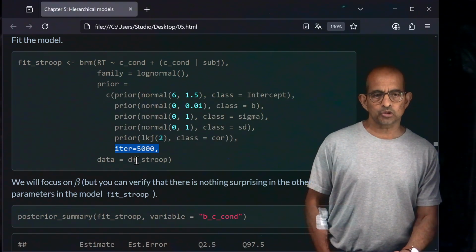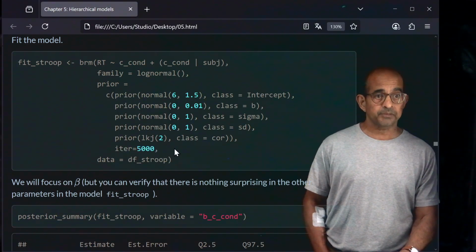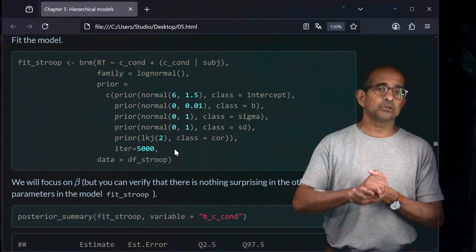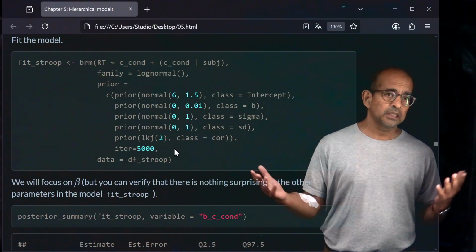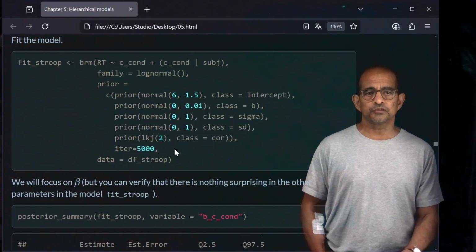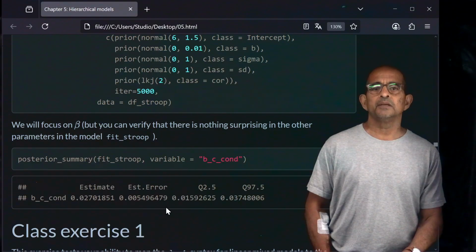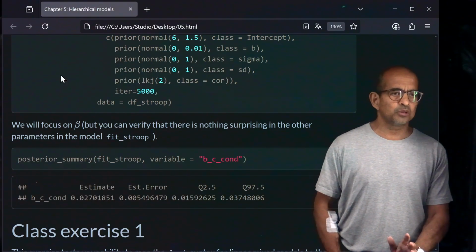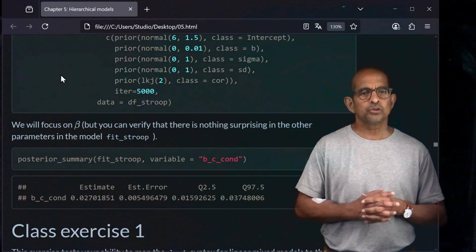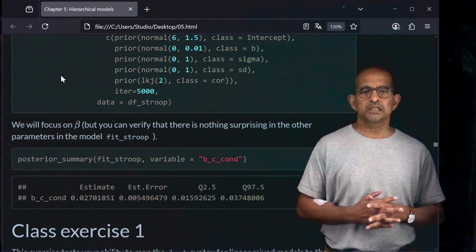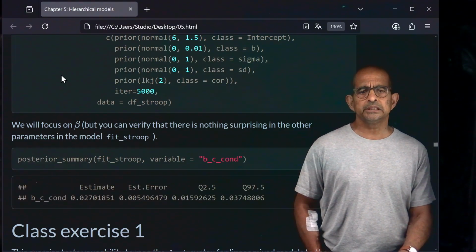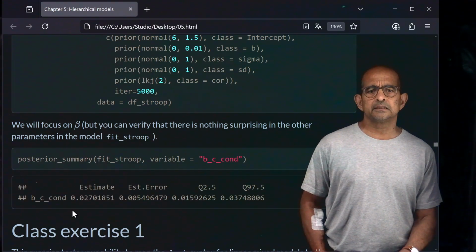What that means is I've got 2,500 samples from each chain, and there are 4 chains, right? So 2,500 times 4 is the number of samples that I have for each of the parameters in the posterior. So you can examine the posteriors yourself. You know how to do that now. You can also do posterior predictive checks and do all those things that we discussed earlier to evaluate the model.